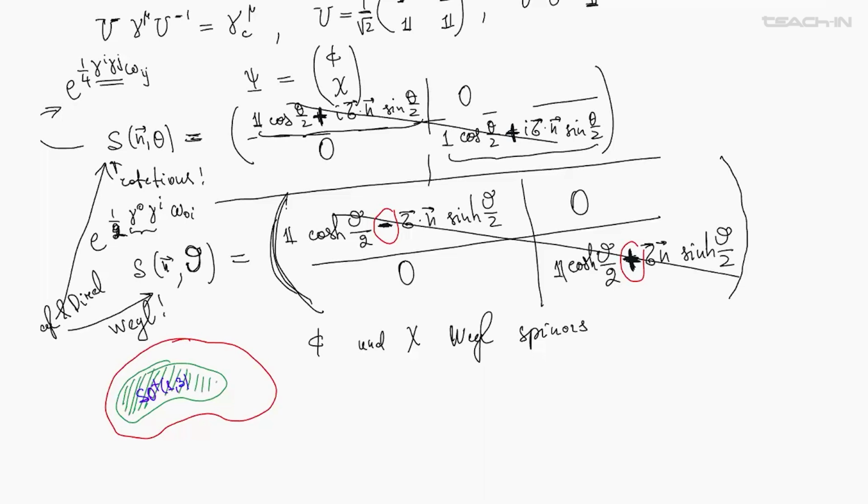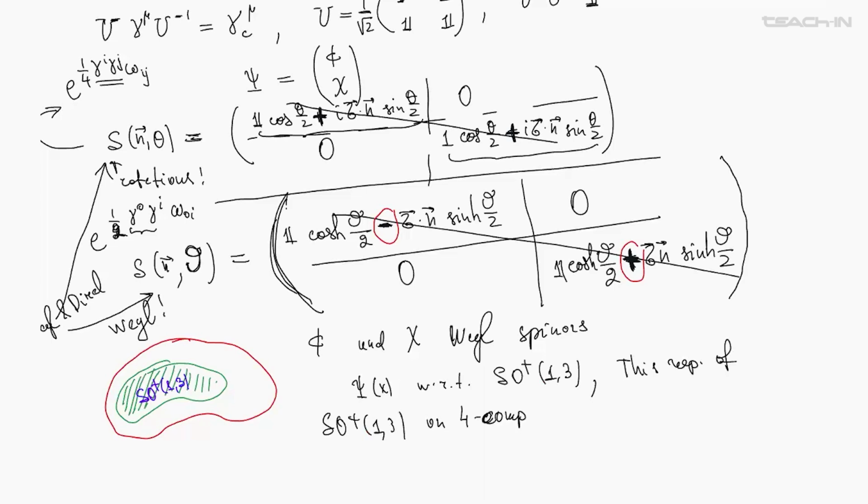Now, we established transformations of our spinor psi of x with respect to SO+(1,3). And when we have done this, we realized that this representation of SO+(1,3) on 4-dimensional spinors, on 4-component spinors, those which have 4 components, because 4 components are needed for the Dirac equation, turns out to be reducible.